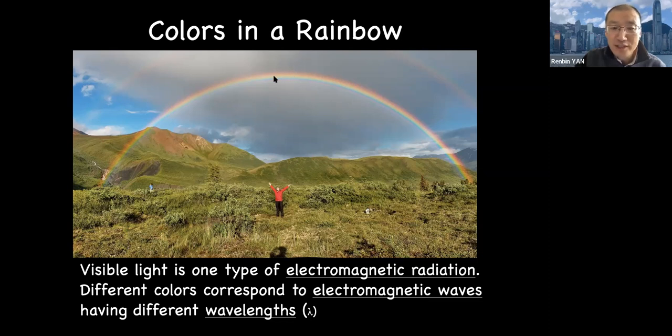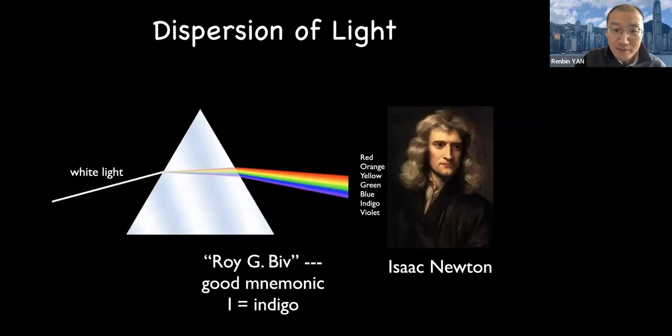This is because the raindrops in the sky, those water droplets, can diffract sunlight into different colors. And these different colors actually represent different wavelengths. They're all electromagnetic radiation. They're all electromagnetic waves. They just happen to have a different wavelength. And that is why our eye will see them as different colors.